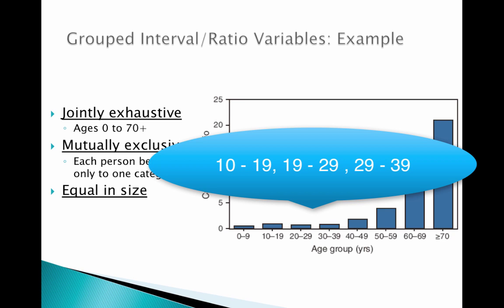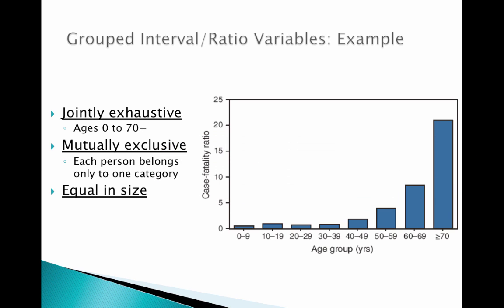But what if I said 10 to 19, 19 to 29, 29 to 39? Well, now in this case, someone who's 19 can choose: do I want to go in this category or this category? Or at 29, do I want to choose this category or this category? We don't want that. We don't want to give that many choices, because then we're saying we have multiple people in our sample, but really those multiple people are just one person who double dipped essentially.